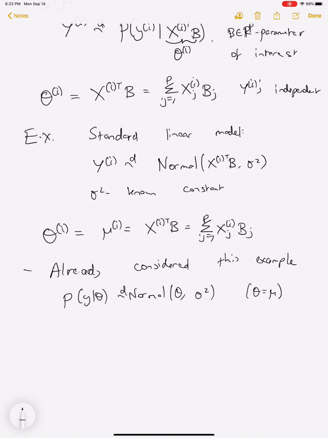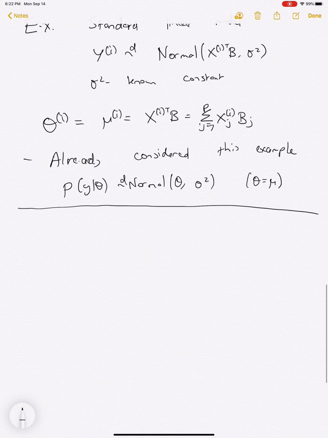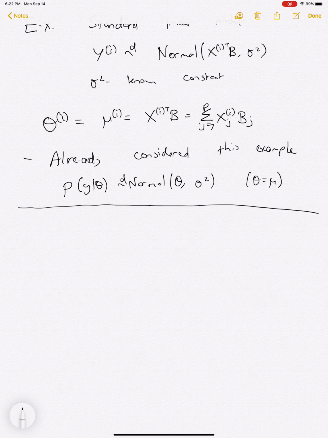So this is not really telling us anything new, but remember that this is a generalized linear model. One special case of it is what we've already learned, the standard linear model. But the whole point of introducing this is that we can go beyond that. So let's see what happens when we plug in some other distributions.